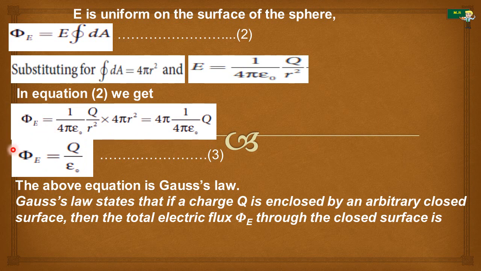The above equation is Gauss law. Okay, this is called the Gauss law. Now the Gauss law states that if a charge Q is enclosed by an arbitrary closed surface, that I explained using the equipotential surface. Let me tell that again.